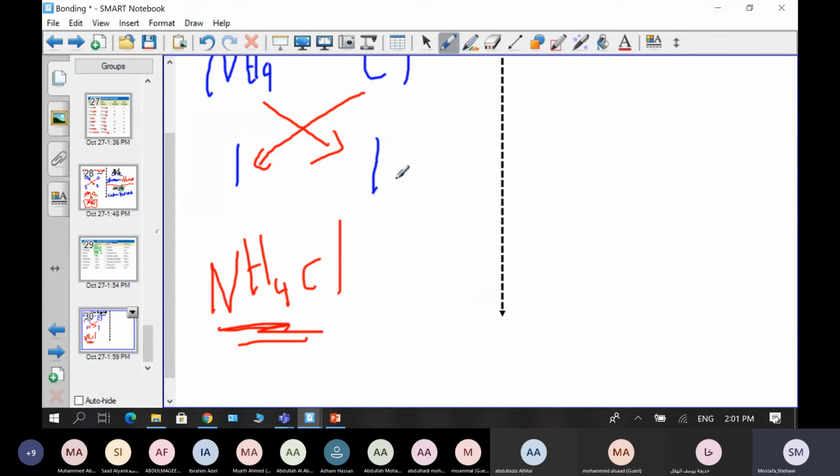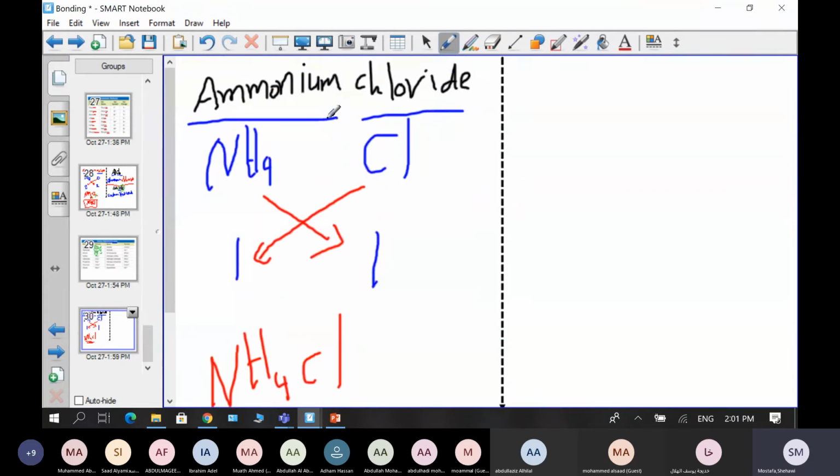This is ammonium chloride. Let's give you an opposite one. I will not start with the name. I will start with the formula, and I will write FeCl3. And here I'm giving you something new. In this example, I'm giving you something new here.